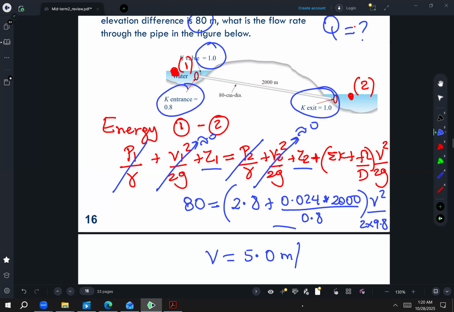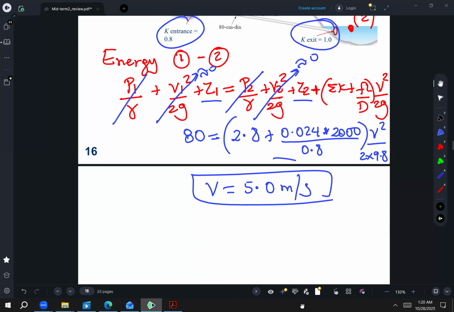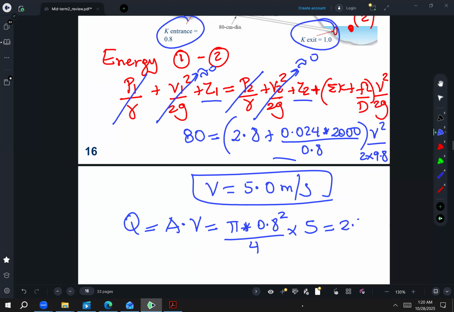The velocity gives us a value of 5.0 meters per second. And the flow discharge, which is equal to the area times the velocity, will give us the following. Area will be pi times diameter squared, so 0.8 squared divided by 4, times the velocity. And this will give me a value of 2.51 cubic meters per second. So the flow discharge through the pipe is going to be 2.51 cubic meters per second.